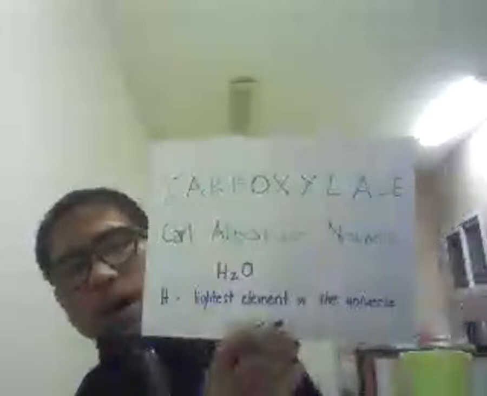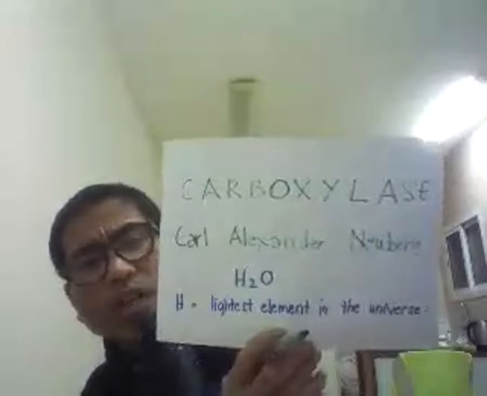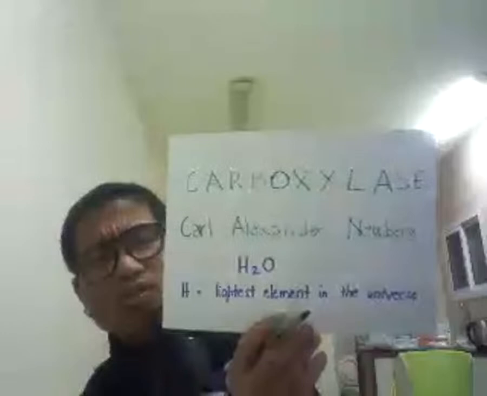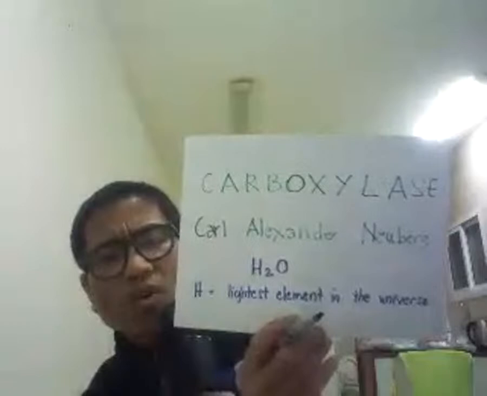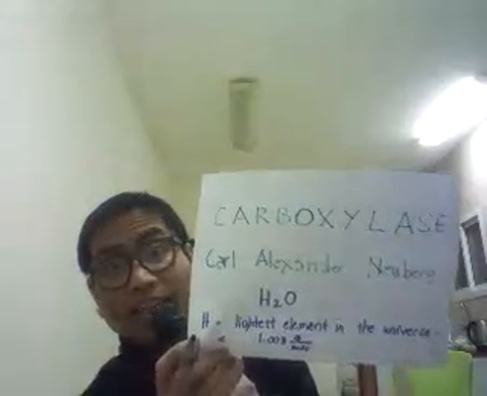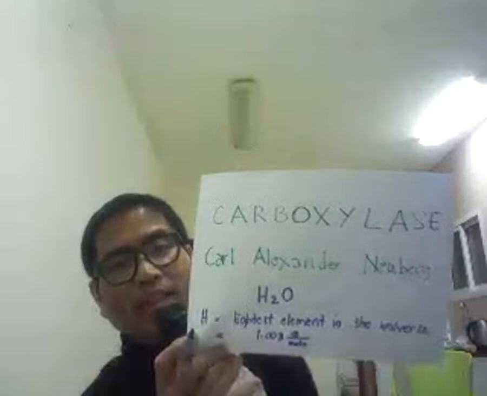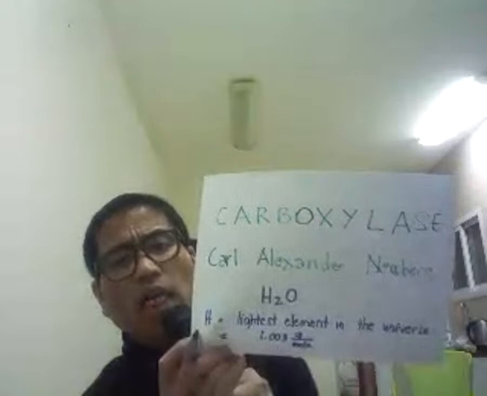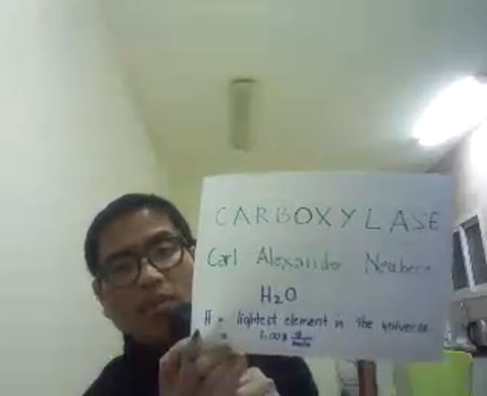Hydrogen is the lightest element in the universe, that has an atomic weight of 1.008. So the point something there is negligible. 1.008 grams per mole. This is the atomic weight, but the atomic number is also one. Understand? Atomic weight is 1.008, but the atomic number is flat at one.